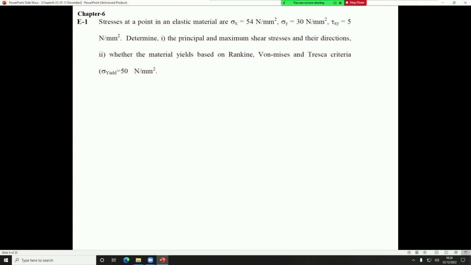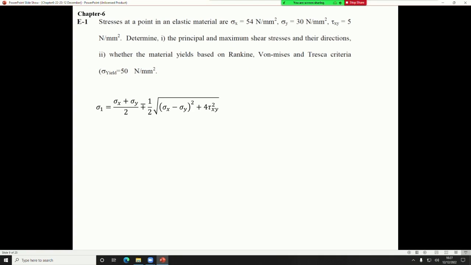In question 1 of chapter 6, we have stresses at a point which are 54 megapascals, 30 megapascals in the y direction, and the shear stress of 5. The problem is asking us to determine the principal and maximum shear stresses and their directions, and whether the material yields based on the Rankine, von Mises, and Tresca yield criteria. The safe stress or yield stress is equal to 50 megapascals.